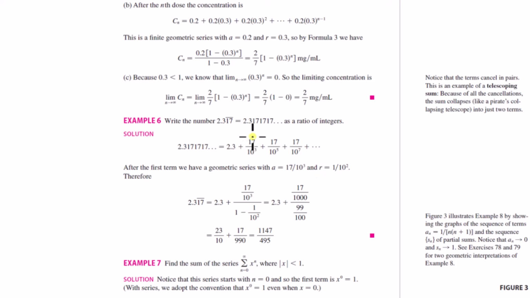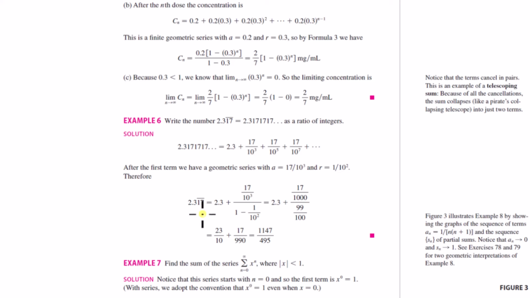So the first term is 17 over 10 cubed, and the next term is multiplied by 1 over 10 squared, and the next term is multiplied by 1 over 10 squared, etc. Any repeating decimal is going to have a common multiplier like this. It's going to be 1 over 10 to some power, depending on how many digits the bar is over. If it's over 3 digits, it's going to be 1 over 10 cubed. If it's over 1 digit, it's going to be 1 over 10.